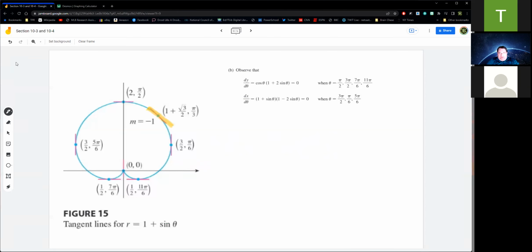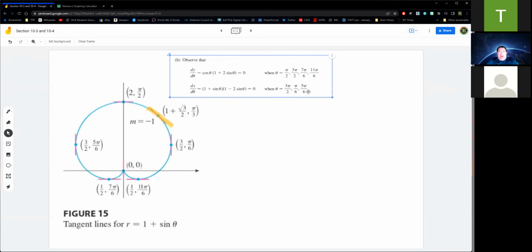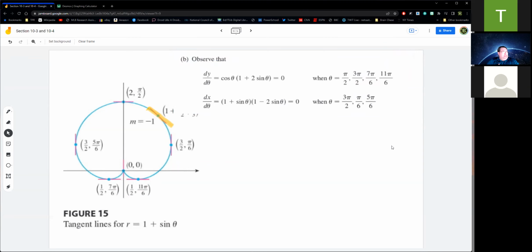The next part of the problem wanted you to find values that are going to make this have either horizontal or vertical tangents. Now remember, when you're doing horizontal and vertical tangents, we're looking at either the top being 0 or the bottom being 0. Remember, with trig functions, they consistently repeat. So if we're looking for the top to be 0, that's cosine theta times 1 plus 2 sine theta equals 0. So the only times that's 0 is when cosine of theta is 0.